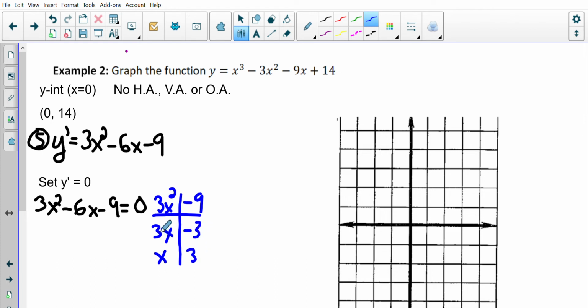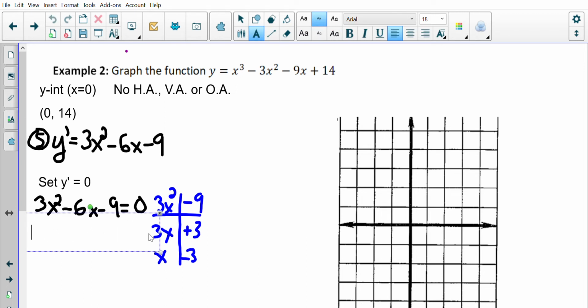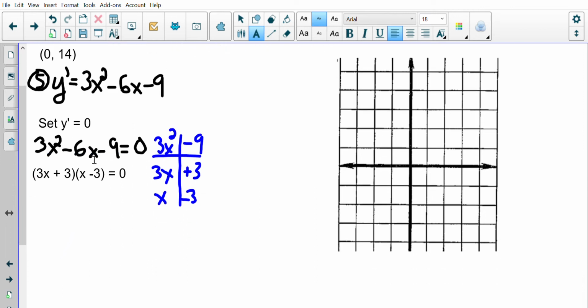All right, so let's see here. Cross multiply. 9x minus 3x is positive 6x. Wrong. Okay. Got the right numbers, wrong sign, so let's switch. Let's go positive here, negative here. The negative 9x plus 3x, yeah, that gives me negative 6x. All right, so now I have factored this, where I have 3x plus 3 times x minus 3 equal to 0.